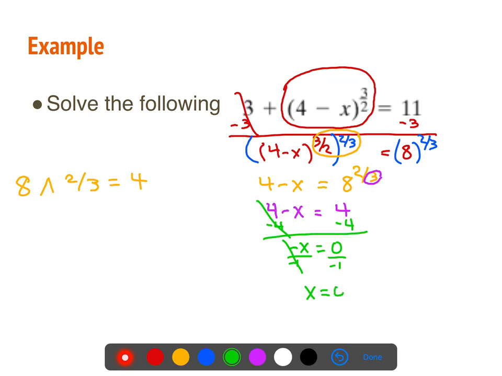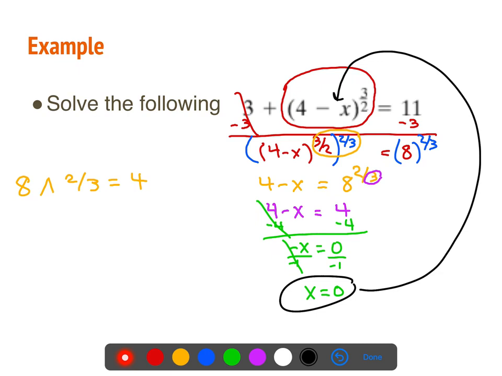And then I solve for x. I want to move the 4 over to get the x by itself. So I get negative x equals 0. Divide by the number in front of x, which is negative 1. So x is 0. And then I should do my check.